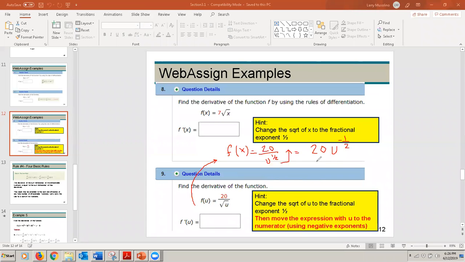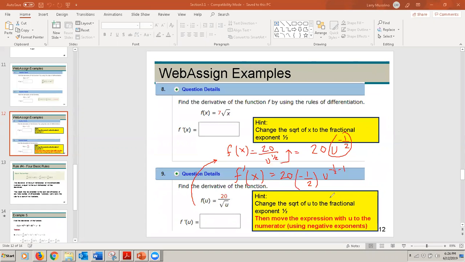All right, now I'm going to take the derivative. Well, for the derivative function, I'm just going to copy down that 20 because that's a constant in front. So I'm just going to bring that with me. Now the power rule says take that exponent and bring it down as a multiplier. So I'm going to bring the negative 1/2 down with me and then subtract 1 from the exponent. So that's going to be negative 1/2 subtract 1.